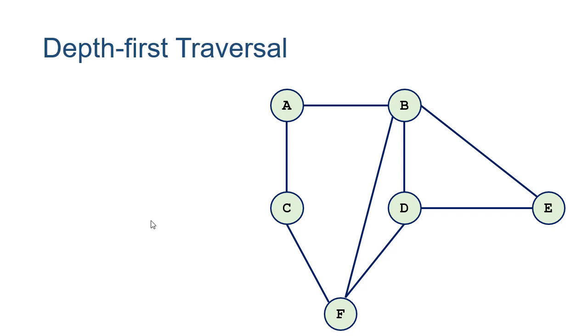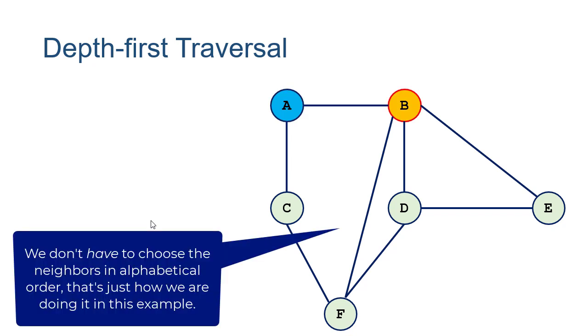For a depth first traversal, think of that as similar to a pre-order traversal where we visit a node and then we're going to visit one of its neighbors and one of the neighbor's neighbors and so forth. And then when we run out of nodes to look at, we'll backtrack. So here we start with A, then we visit B, then we visit one of B's neighbors. And again, we'll choose the neighbors in alphabetical order. So we'll choose D.